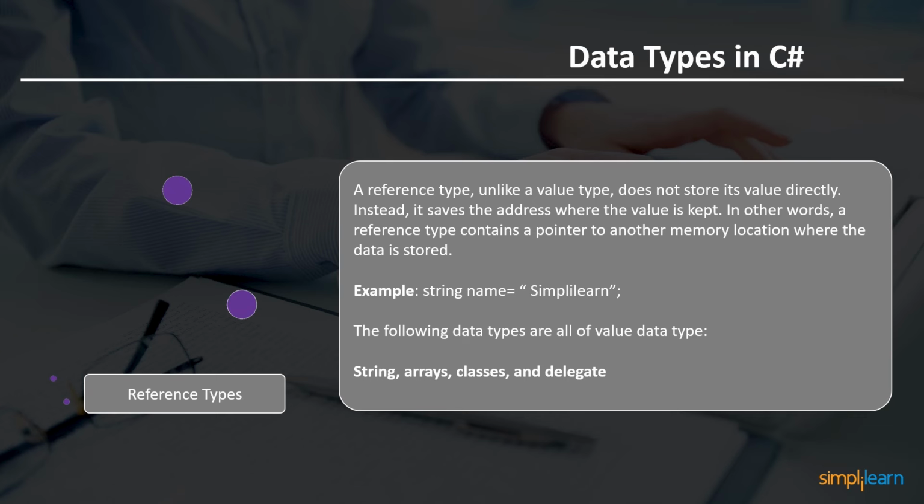Next, we will see the reference data types in C#. A reference data type, unlike a value type, does not store its value directly. Instead, it saves the address where the value is kept. In other words, a reference type contains a pointer to another memory location where the data is stored. An example of a reference data type is string name equals Simplilearn, where string is a reference data type. The following are a few examples of reference types: strings, arrays, class, and delegate.